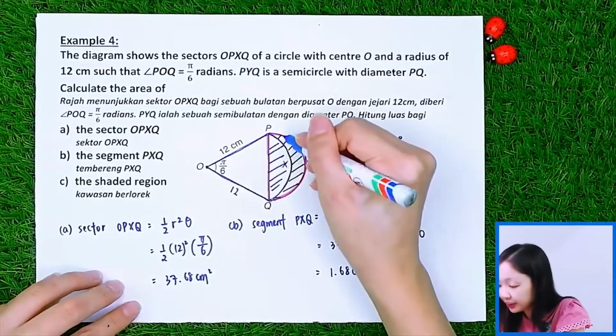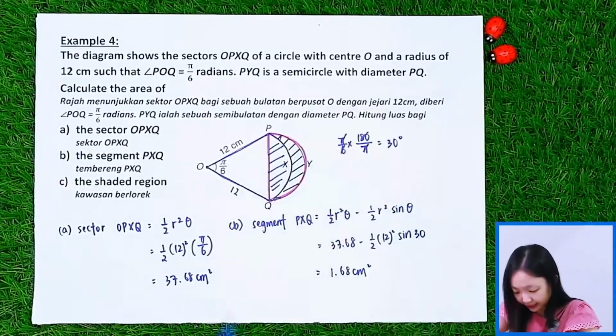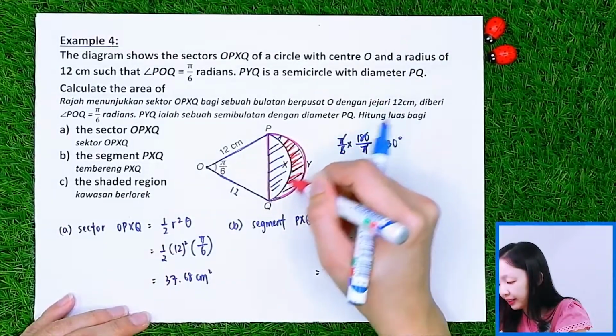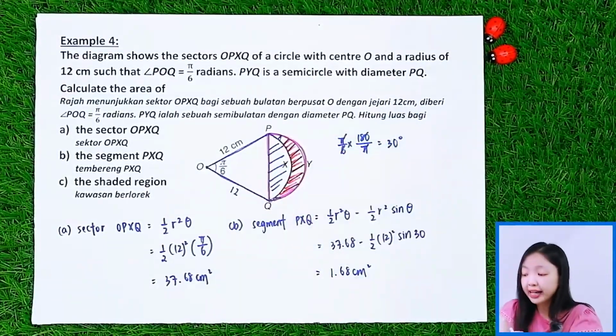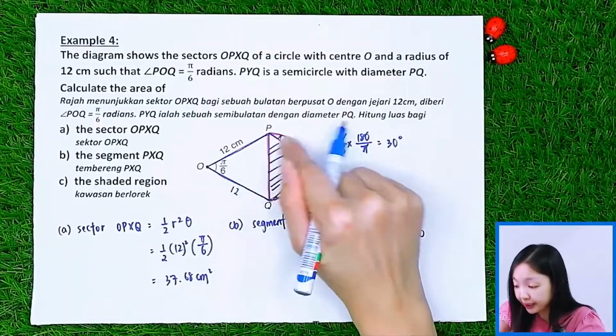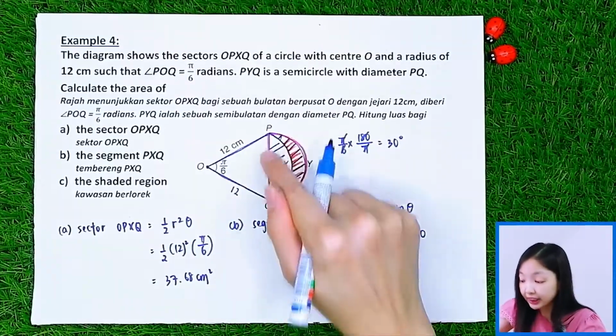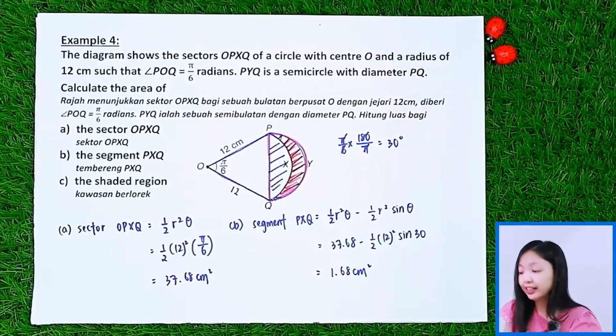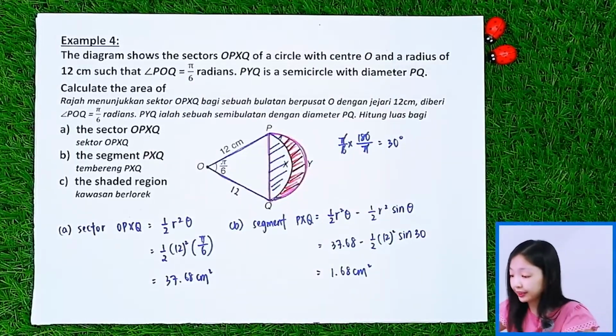Now we go to the last part, part C, the shaded region. The shaded region means here is this. Can you see it? Here is the shaded region. So I have to find the area of the semicircle and then subtract the segment, then I will get the area of the shaded region, right? So now I have to find the area of the semicircle.